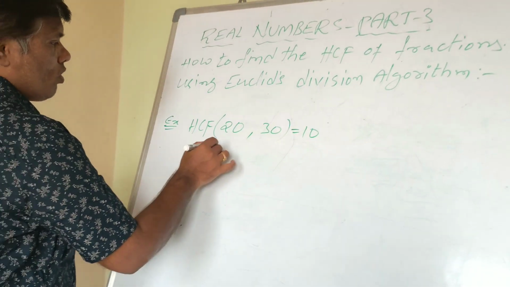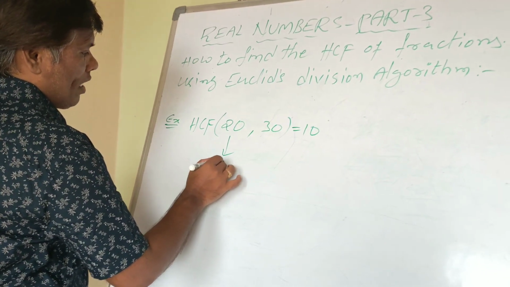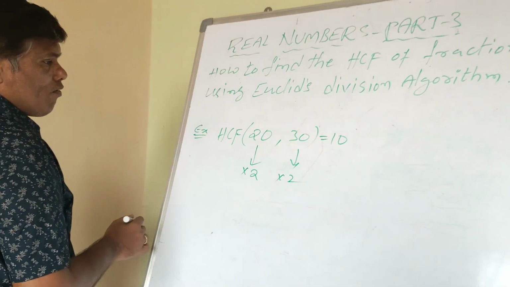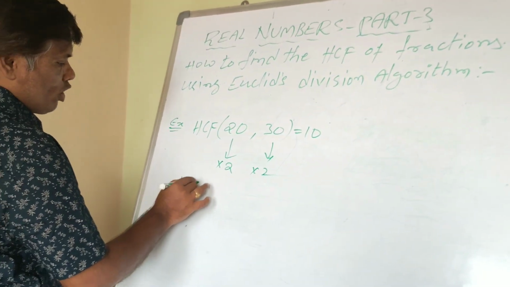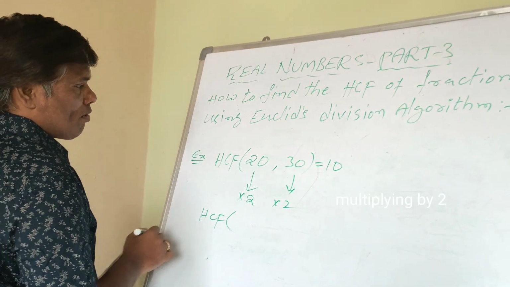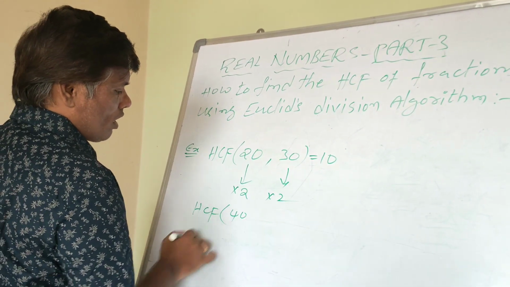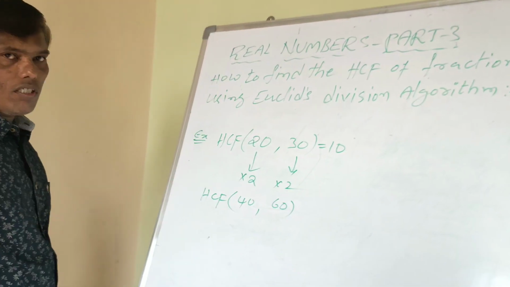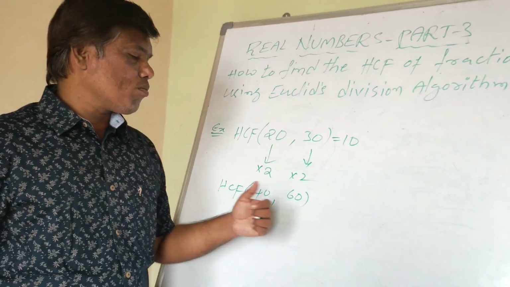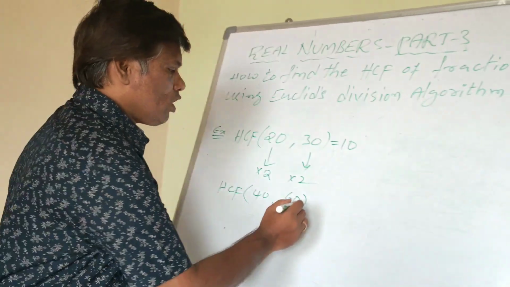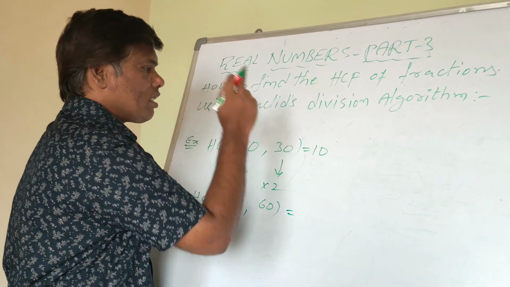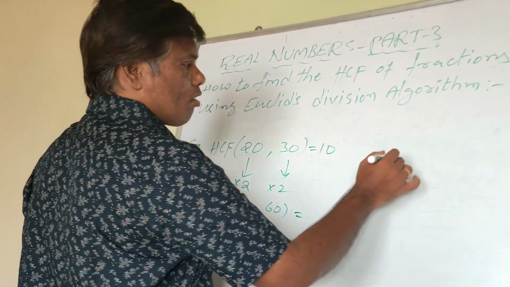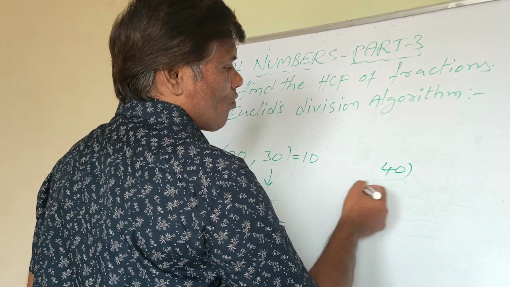Now what I will do, see here, I will multiply 20 by 2 and 30 by 2. I will multiply both the numbers by 2. What will we get? 2 × 20 is 40, then 2 × 30 is 60. So these are the two numbers. Now let us find the HCF of these two numbers, 40 and 60. If the HCF of 20, 30 is 10, then what is the HCF of 40, 60? Let us find the HCF of 40, 60.